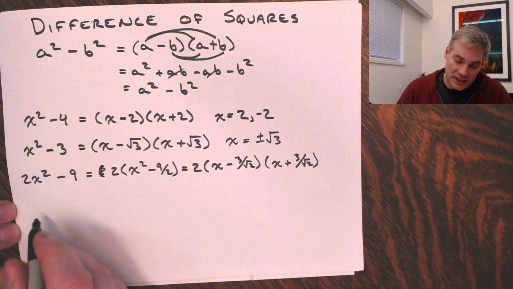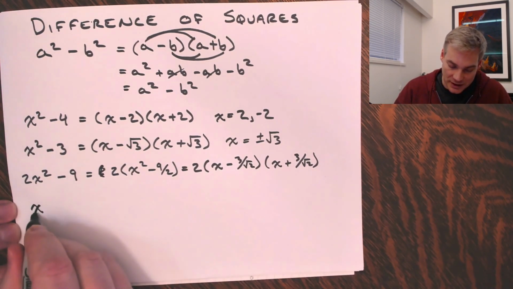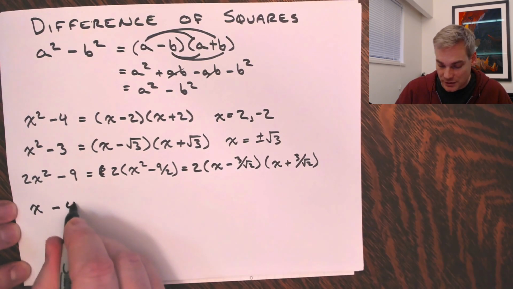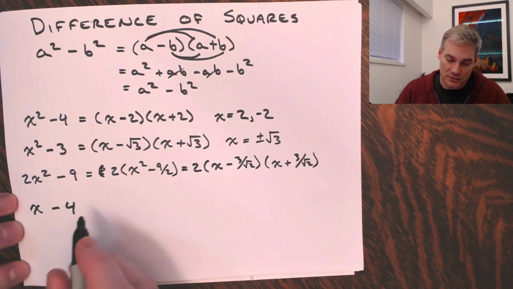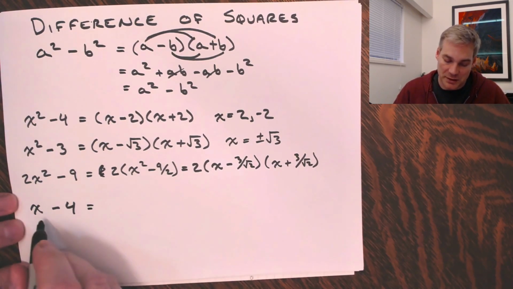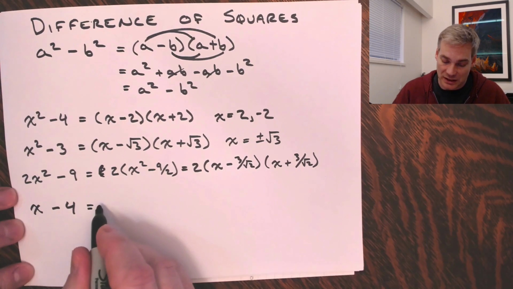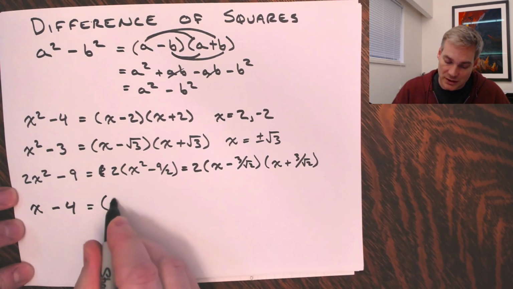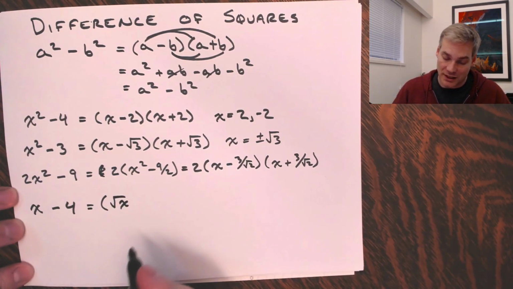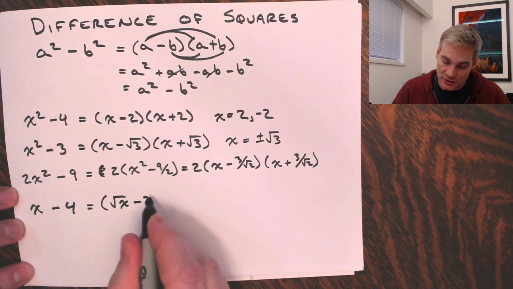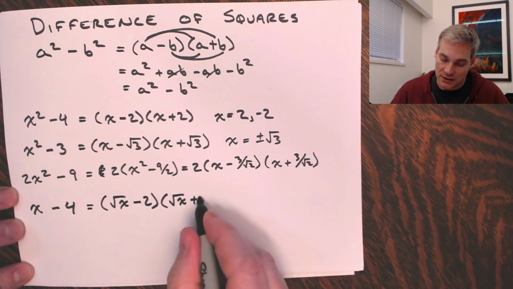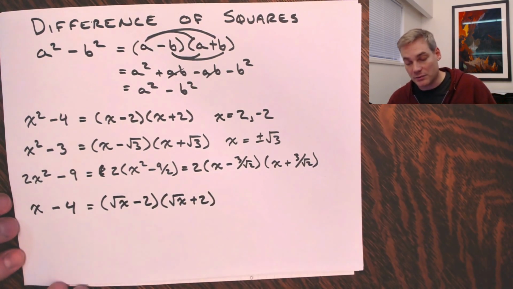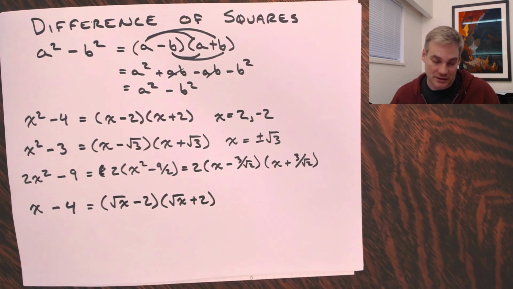We'll do one more example here, and it might be something like x minus 4. So we can see that this doesn't have a square. So it might look a little weird, and this might be a little bit more advanced than what you will need, but it's something useful to know. But you can actually just say it's the square root of x minus 2 and the square root of x plus 2.